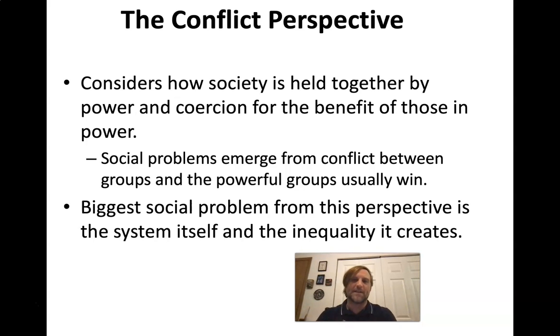the conflict perspective looks at power differences in society. It can look at power differences in terms of wealth, political power, gender, race, all of these different things.